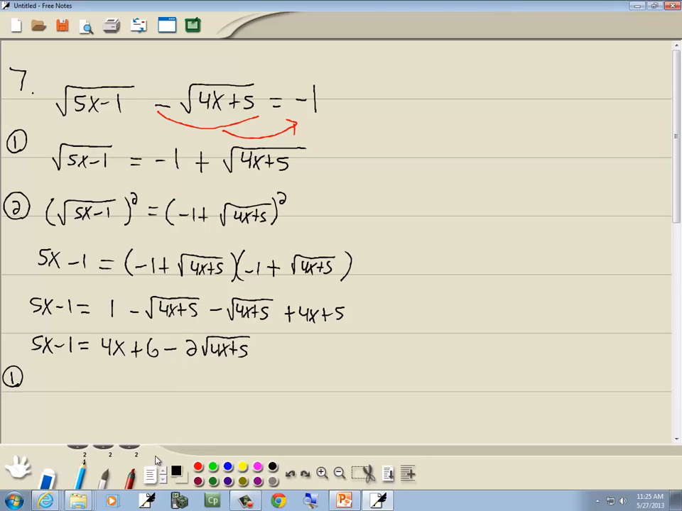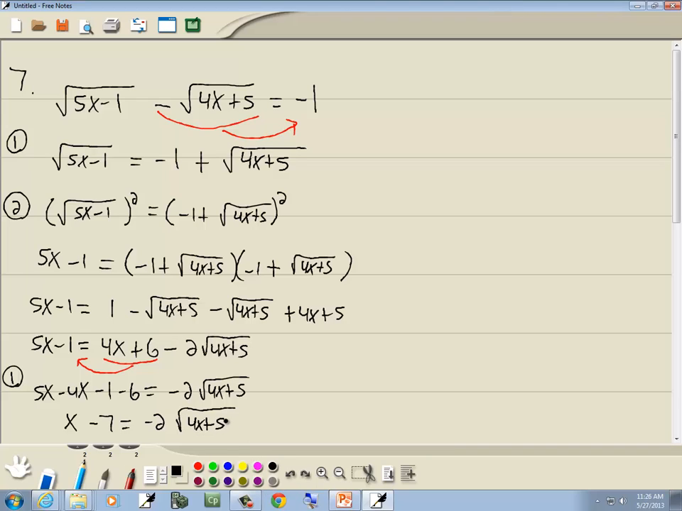Step number 1 says get a radical by itself. So I'm going to take this 4x plus 6 and move it to the left side. So I get 5x minus 4x minus 1 minus 6 equals negative 2 square root of 4x plus 5. 5x minus 4x is 1x, or x. Negative 1, negative 6 is negative 7 equals negative 2 square root of 4x plus 5.